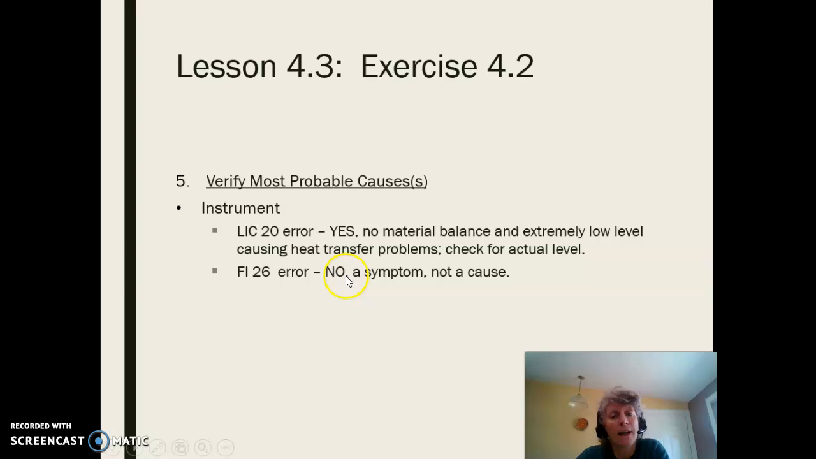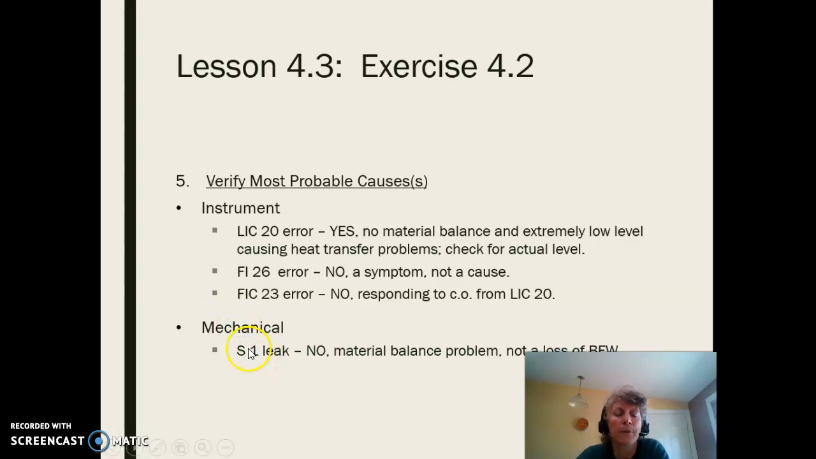FIC 26 error, well, it's really a symptom and not a cause because it's just reading there, so you can check that, but more than likely that's not the problem. FIC 23, it's not really a problem because it's matching what is supposed to be getting as an output from this level controller. So the level transmitter, if that is wrong, or the controller output's wrong, then it's going to tell this to do something, but this is doing what it's supposed to, so we don't consider that a problem.